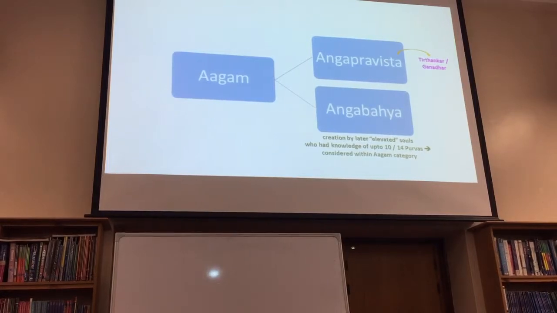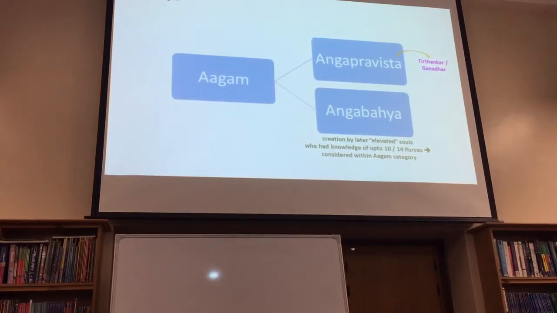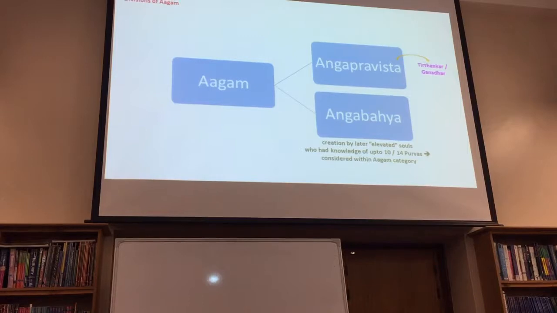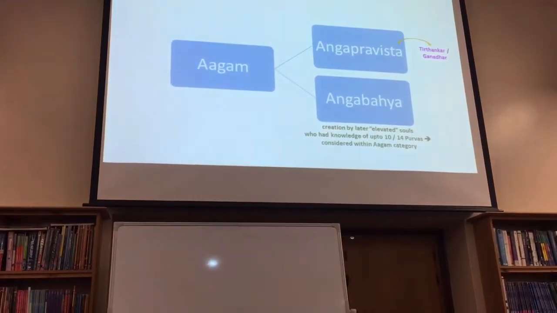So Sudharma Swami and the Ganadhars, their knowledge is infallible, they have extensive knowledge, and that becomes part of the Agamic literature. If any other acharyas write literature now, who do not have all this extensive knowledge, then that becomes Anga Bahaya. Bahaya means external or extra. So that's basically the broad division.